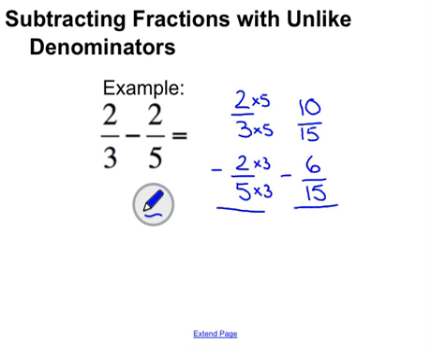Now make sure you subtract in a subtraction problem, don't add by mistake. 10 minus 6 is 4, and the denominator is still 15. In this case, we cannot reduce our answer, so it is 4/15.